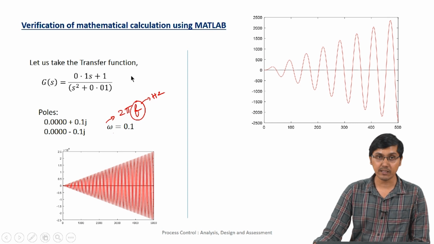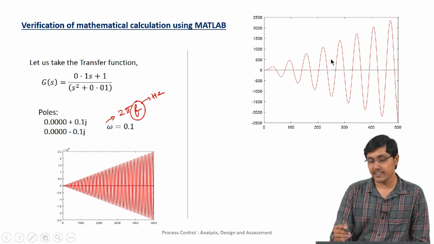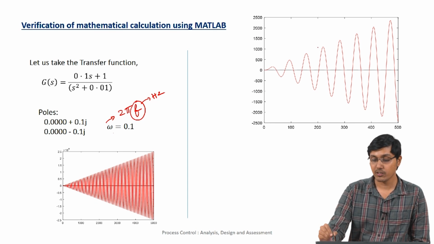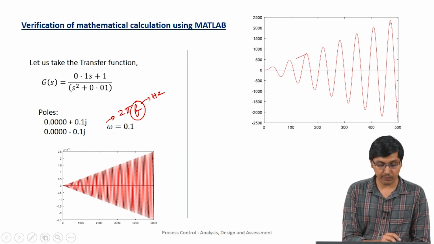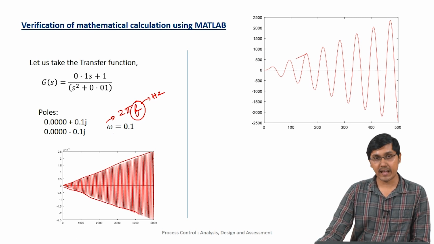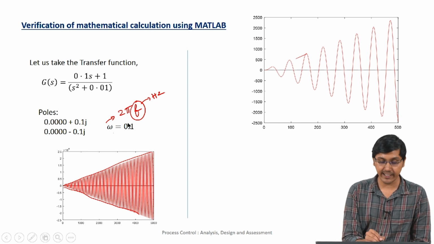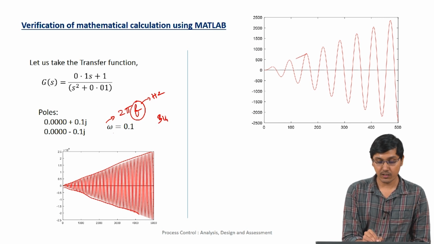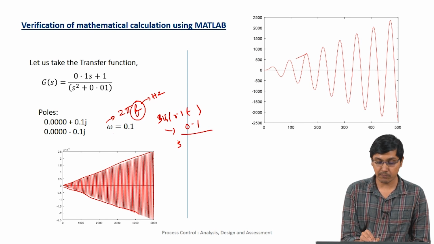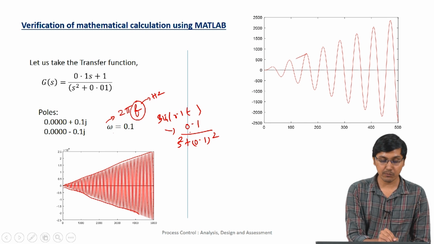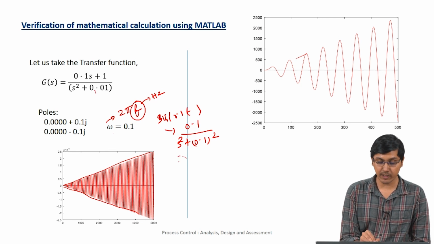If you see the response here, basically we can see that the output is increasing in amplitude. And if we zoom out the image and see, it is increasing in amplitude as a straight line. So from the Laplace derivation we can find that the input to this is sin of omega t with omega 0.1, which is nothing but 0.1 by s square plus 0.1 square, which again becomes s square plus 0.01.